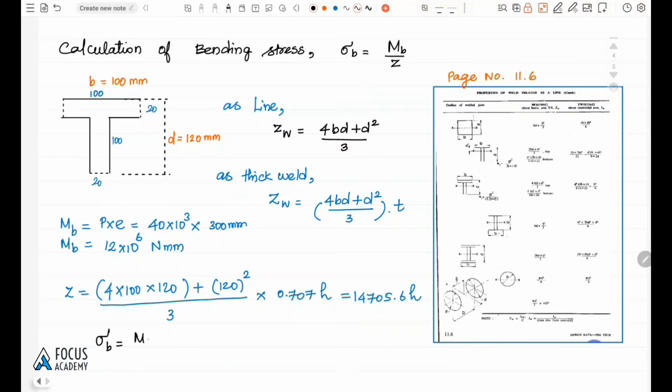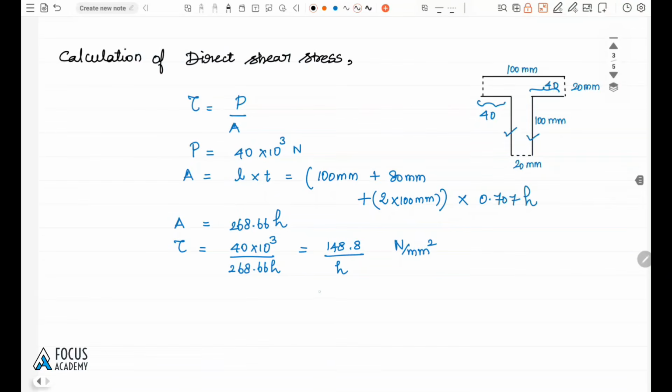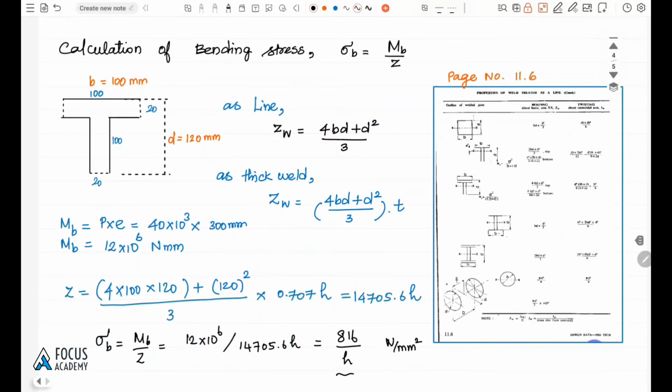After that we can calculate the sigma B bending stress value. Sigma B is equal to MB by Z. MB value 12 into 10 power 6 Newton mm and Z value 14705.6 height. Simplifying that, the final value of bending stress is 816 by height in the unit of Newton per mm square. That's it. Now we have calculated the direct shear value and the bending stress value.